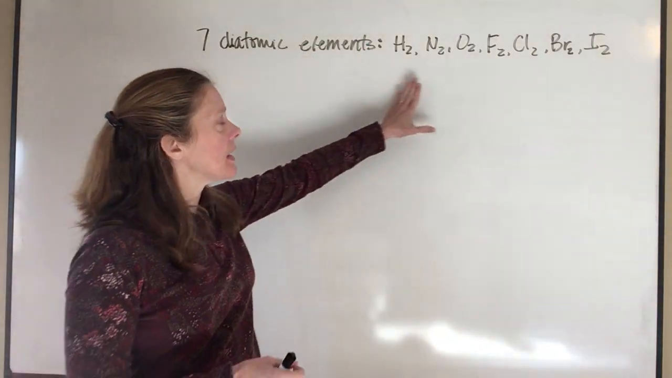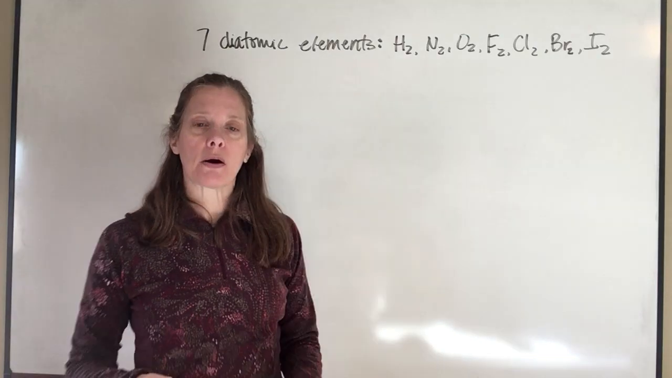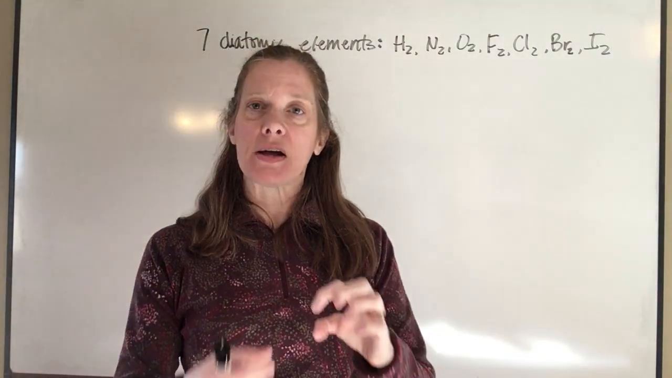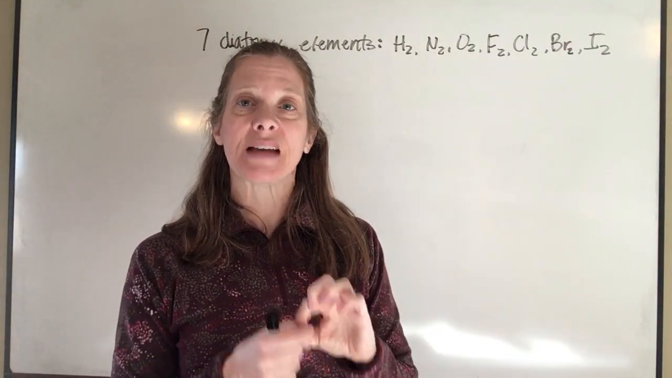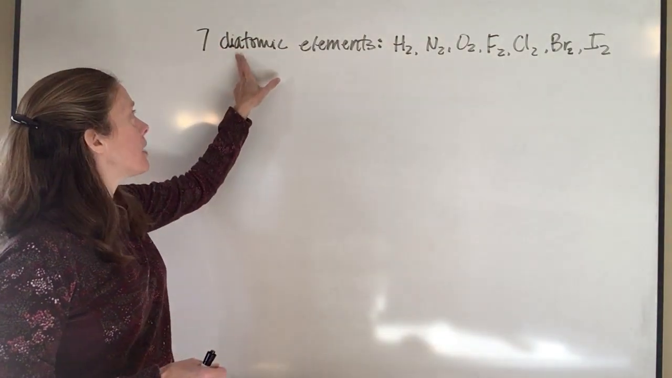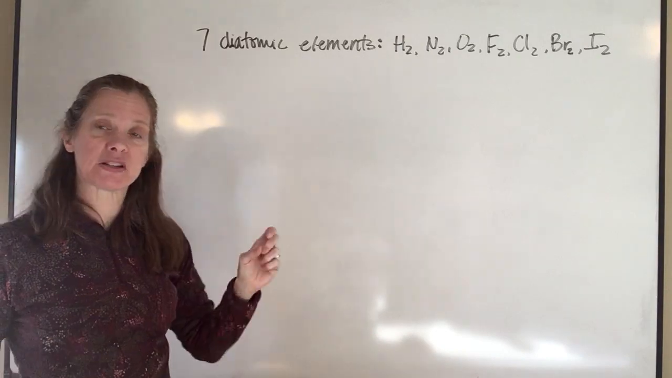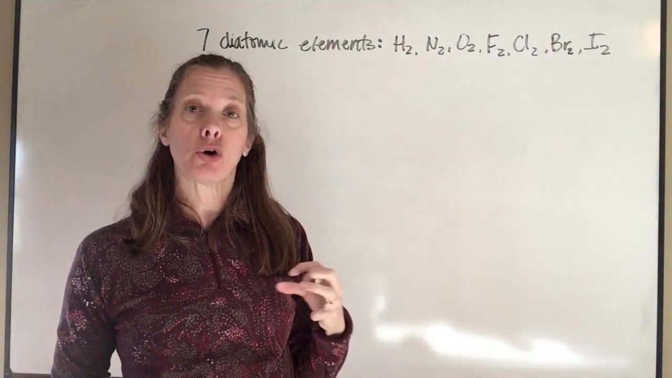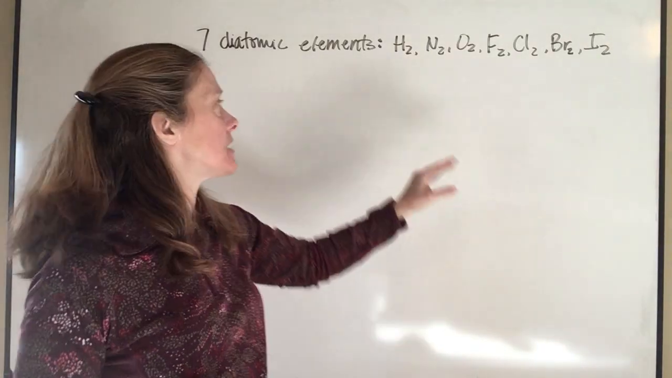There are 7 elements in particular where the atoms will bond to each other to form a diatomic element, and di means 2. And then you have the word atom in the middle, so that means there are 2 atoms that are hooked together so that they are very, very stable.